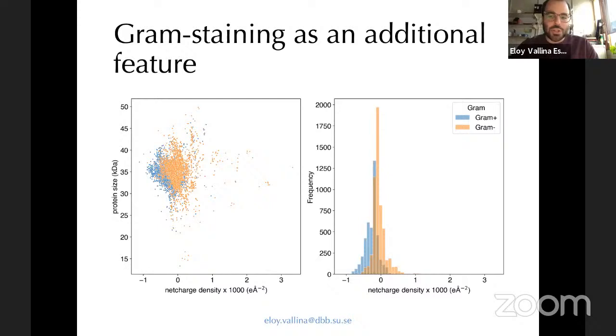And again, I can't give you any complete reason why this is the case. In the paper that we're writing right now, we discuss this a little bit in detail, and how this might be related to the properties of the membrane of these organisms.